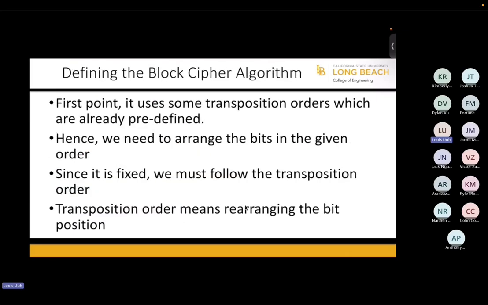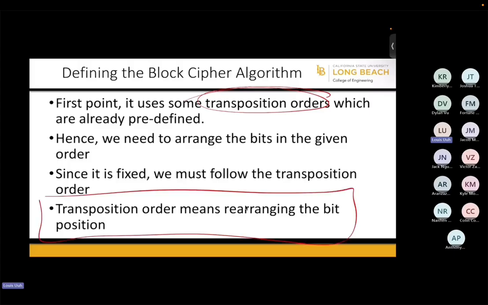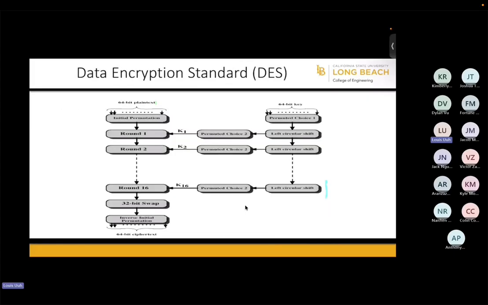Know what a transposition order is. All it is is rearranging the bits. Same thing for this diagram. Remember what happens at some of the steps. For the key, what happens after permuted choice number 1? Yeah, you lose 8 bits. And what happens at permuted choice number 2? You lose another 8 bits. So remember those types of things with regards to DES.